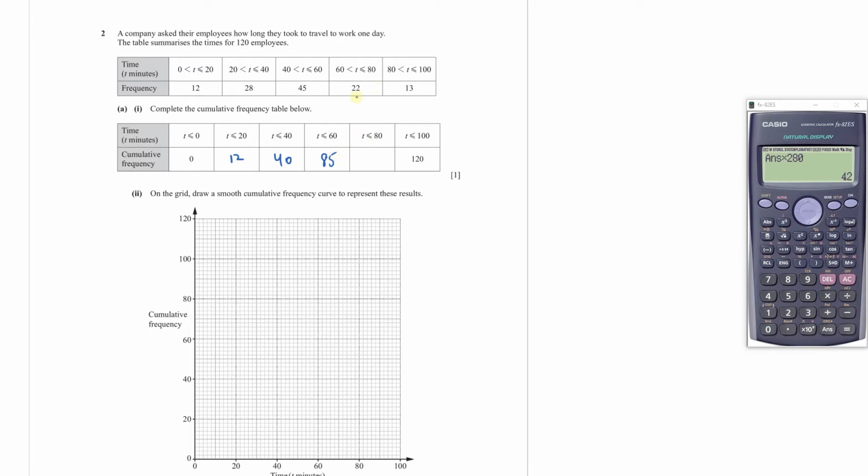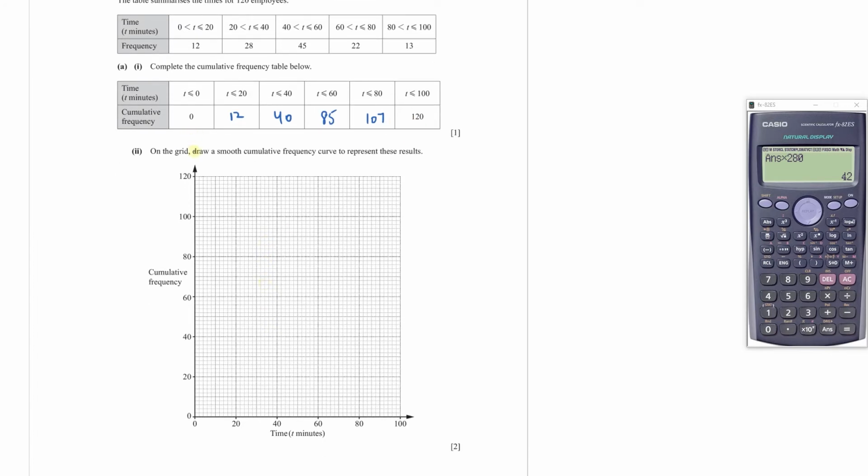Similarly, less than 80 will be this 22 plus 85, which is 107. And less than 100 will be 107 plus this class, which is between 80 and 100. 13 workers took between 80 and 100 minutes. So 107 plus 13 will be 120.